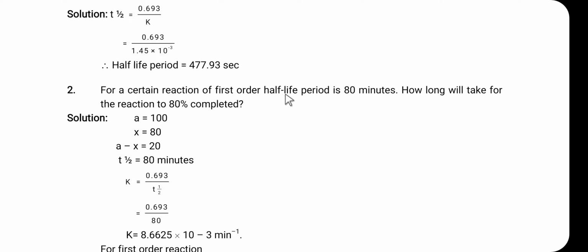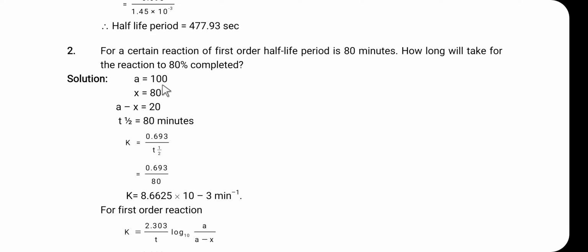for a certain reaction of first order, the half life period is 80 minutes. How long will it take for the reaction to be 80% completed? This is a two-step problem. In the first step, the half life period is given, and from it we first have to find the velocity constant for the first order reaction. This is step number 1. When we know the velocity constant, then in the second step we have to find the time required for the completion of 80% reaction.